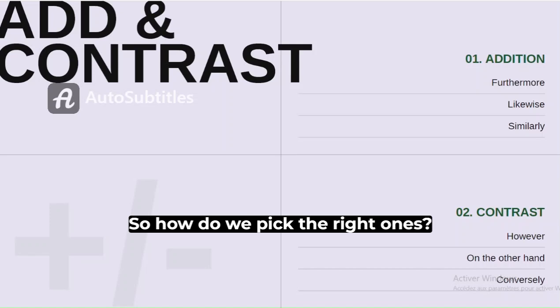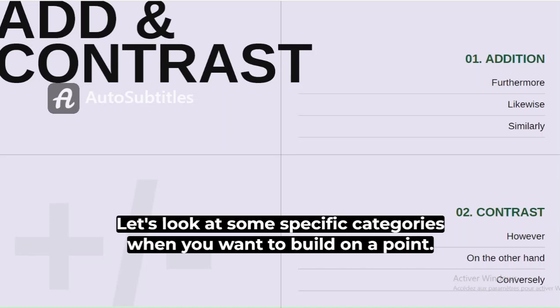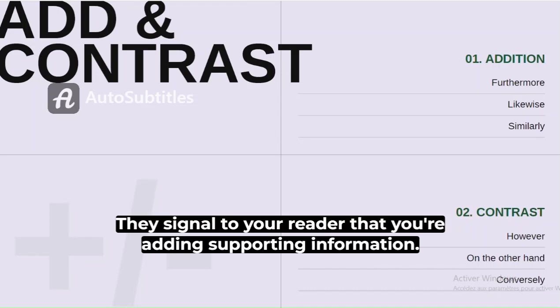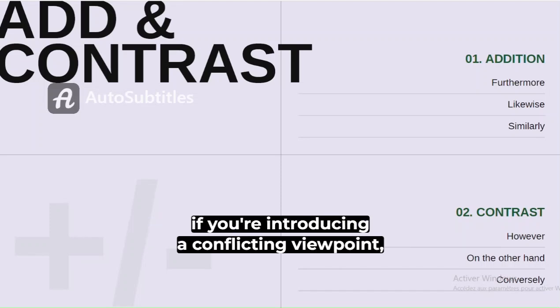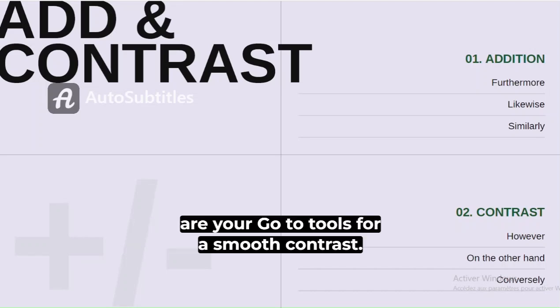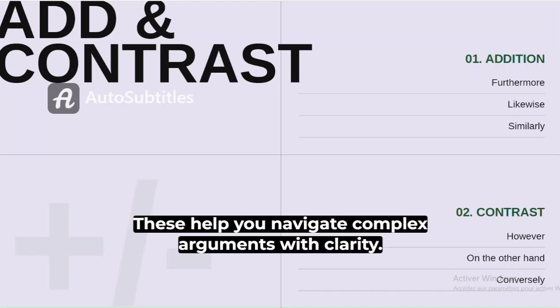So how do we pick the right ones? Let's look at some specific categories. When you want to build on a point, words like furthermore or similarly are excellent choices. They signal to your reader that you're adding supporting information. On the flip side, if you're introducing a conflicting viewpoint, which is essential in professional debates, however, or on the other hand, are your go-to tools for a smooth contrast. These help you navigate complex arguments with clarity.